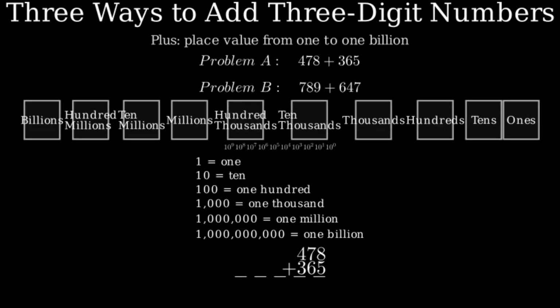Let's solve problem A, 478 plus 365. We'll solve it 3 ways. First, the standard column algorithm. Write down 3 in the ones place and carry 1 to the tens.